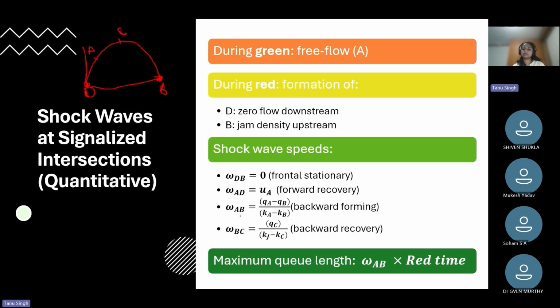And if we need to find the maximum queue length, it will be omega AB into red time. Distance is equal to speed into time. The speed is the shock wave speed and time is the red time. So from this formula, you get the queue length for the traffic signal.